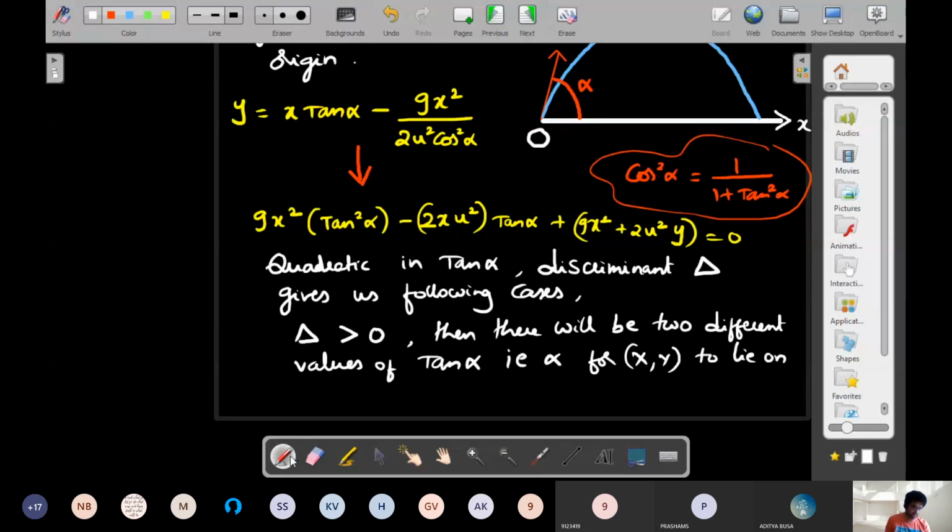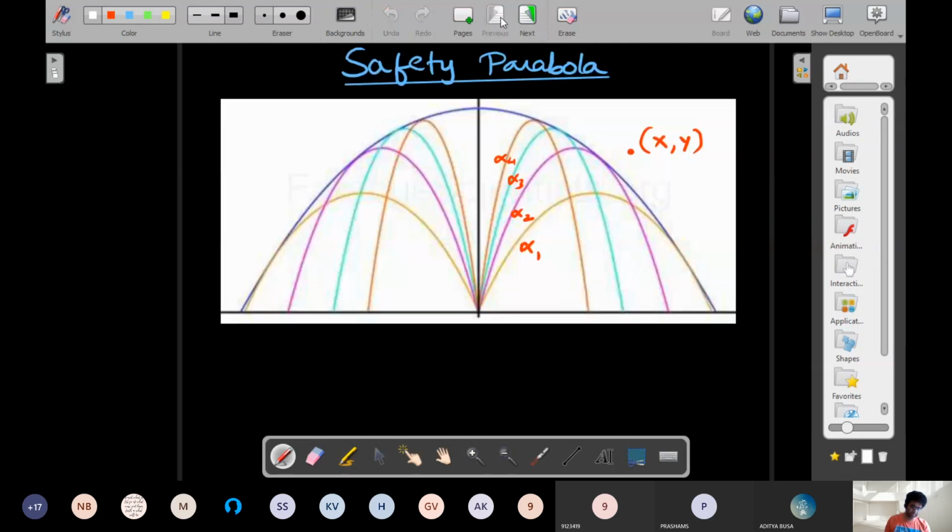Two different values of tan alpha means two different values of alpha for (x, y) to lie on. So what it means is, in the older picture, can you see one particular point here? Can you see the intersection of the pink one and the yellow one here? This intersection, if that is your (x, y), for such a point the next page equation will give you two roots. Two roots correspond to this value of alpha and this value of alpha. So that's the idea of getting a delta greater than 0, strictly greater than 0.